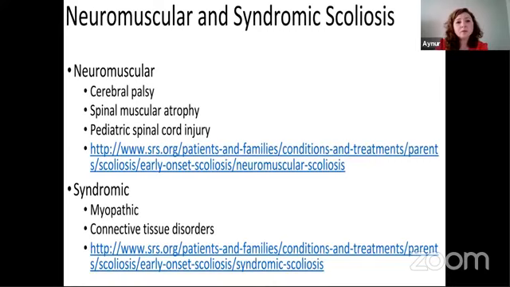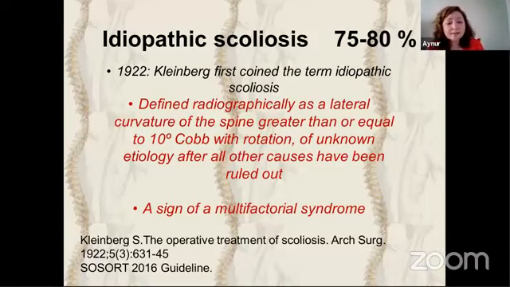These are some examples of neuromuscular and syndromic scoliosis. Cerebral palsy, spinal muscular atrophy, and pediatric spinal cord injury are neuromuscular causes. Myopathy and connective tissue disorders are syndromic, along with the other ones. Let's come to idiopathic scoliosis.